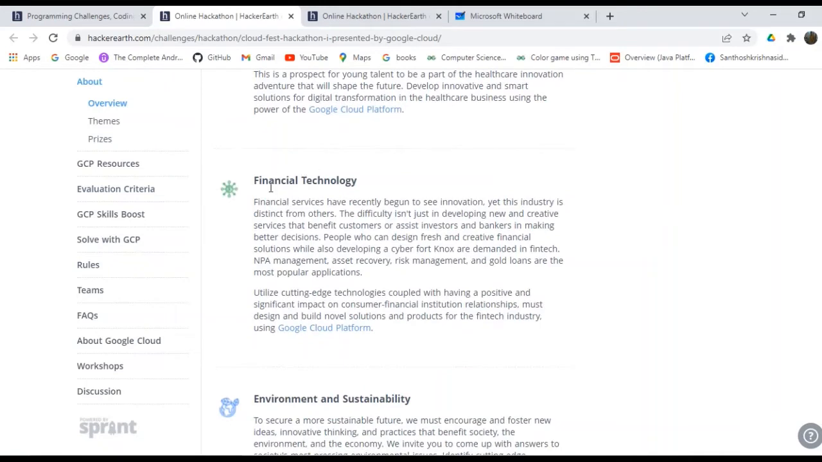Now the second theme is financial technology. Financial services have only recently begun to see innovation, and this industry is distinct from others. The difficulty isn't just in developing new and creative services that benefit customers, but also in helping asset investors and bankers make better decisions. So this is the second theme.